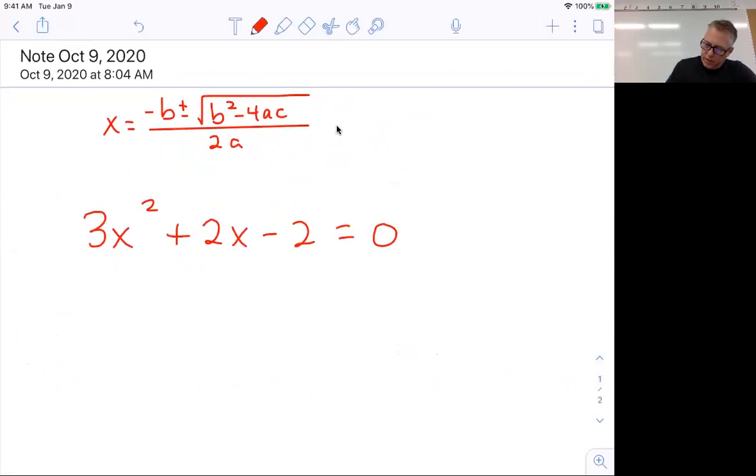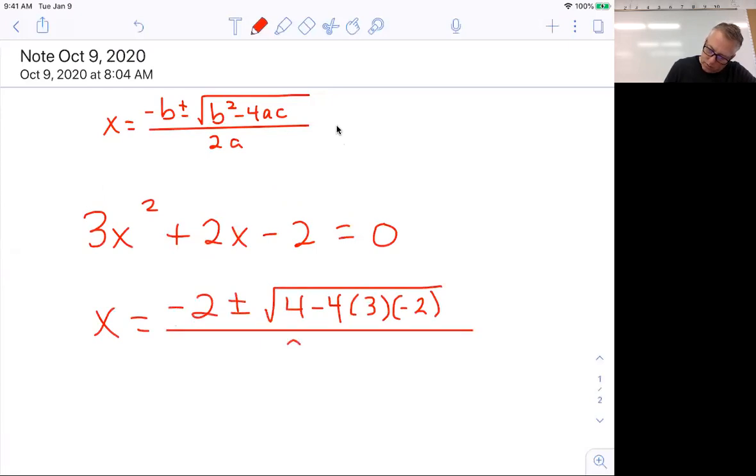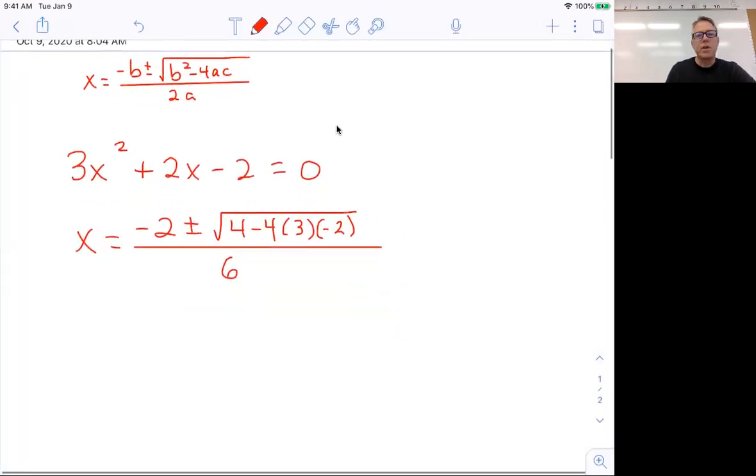If we wanted to solve this quadratic equation, the a value is 3, the b value is 2, and the c value is -2, and I plug those into the quadratic formula. So x is going to equal the opposite of b, so the opposite of 2, plus or minus the square root of b squared, so it's 2 squared, which is 4, minus 4 times a times c, c is -2, don't forget, all over 2a, so 2 times 3 is 6.